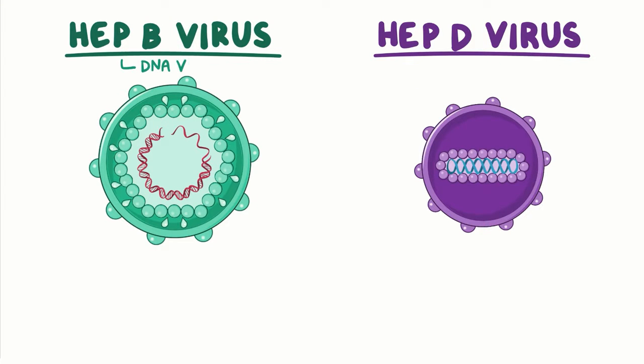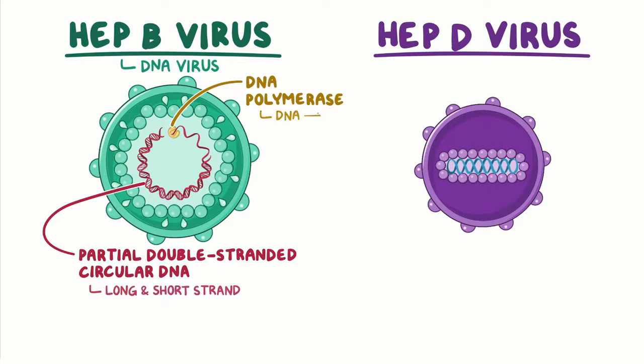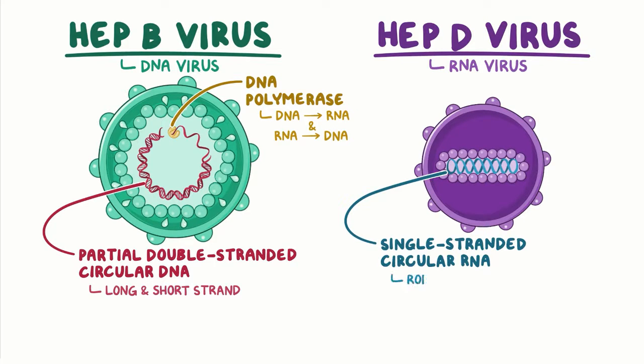Now, Hep B is a DNA virus, which means that its capsid contains partial double-stranded circular DNA, which is made of a long and short strand. So there's a part where the long strand is single-stranded. And it also has DNA polymerase, which is an enzyme with DNA and RNA-dependent activity, meaning it can convert DNA to RNA and vice versa. On the other hand, Hep D is an RNA virus, so its capsid contains single-stranded circular RNA in a rod-like folded structure, which is why host cell enzymes can use it as double-stranded DNA.